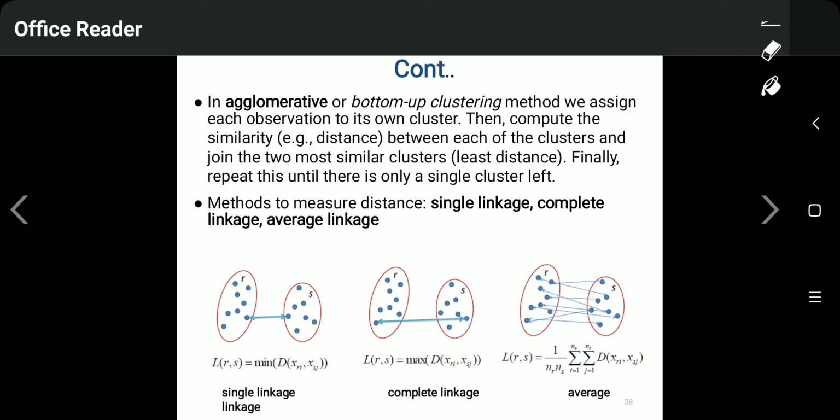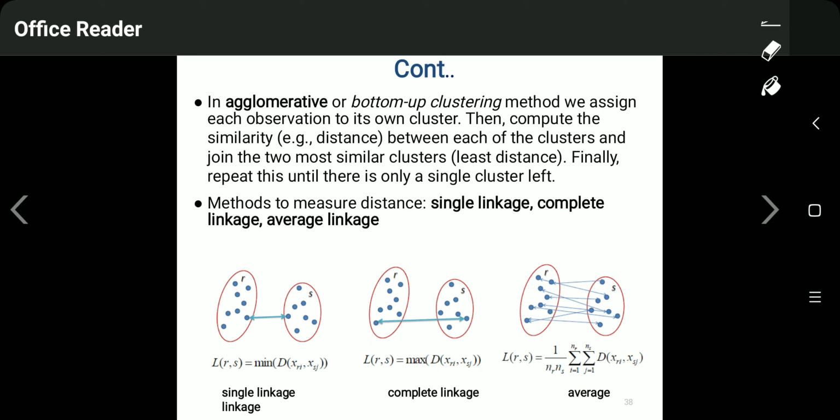Now see how we can measure the distance. Basically there are three different methods to measure the distance between two clusters in order to merge them. We calculate the distance between two clusters, and only then are we able to decide to merge them.